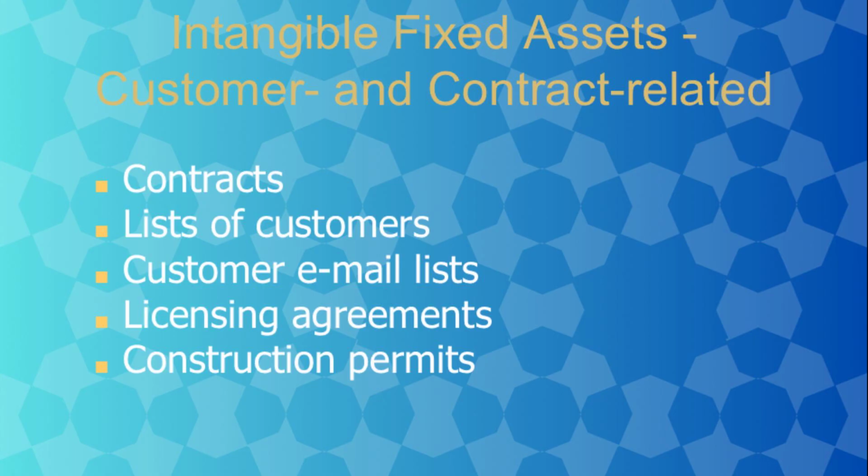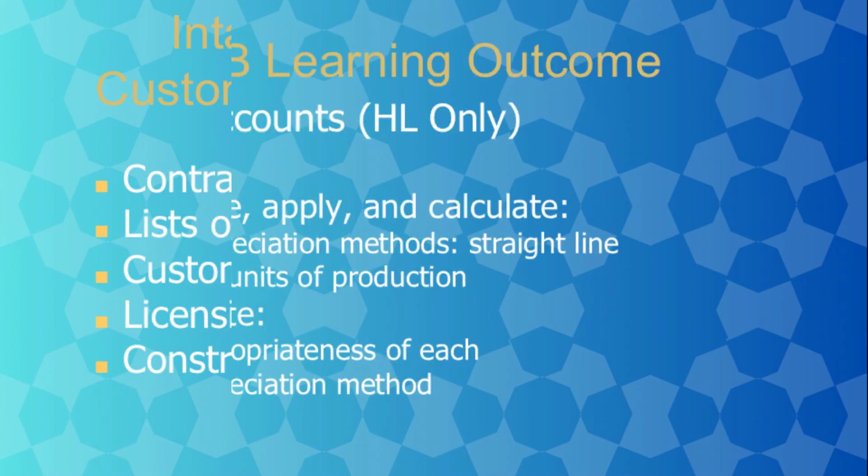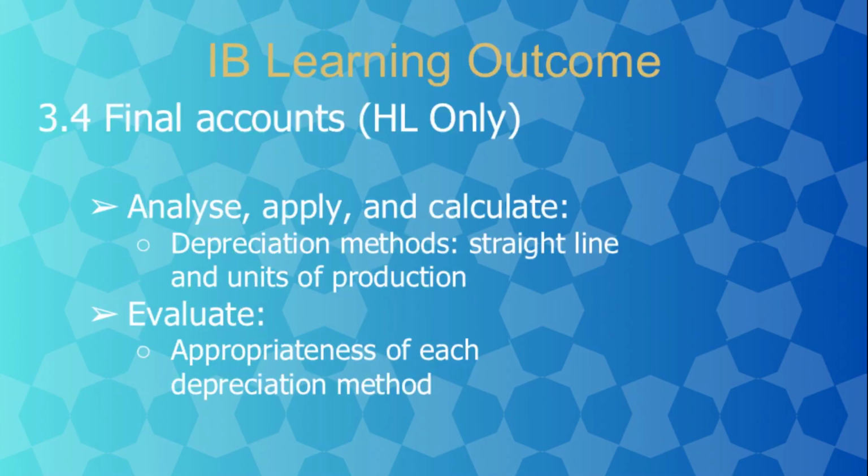Customer and contract-related intangible assets include contracts, customer lists, licensing agreements, and construction permits. These assets are crucial for maintaining business operations and relationships. In this section, we will delve into the final accounts, focusing on depreciation methods such as straight line and units of production. We will also evaluate the appropriateness of each method.